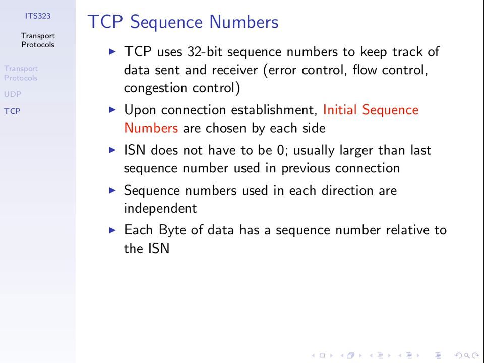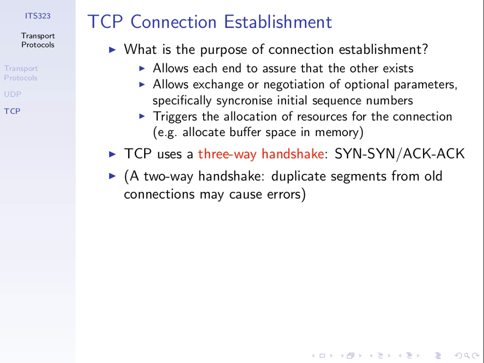So they may be different, and especially non-zero. And therefore the idea of the connection establishment is to tell each other which initial sequence number you're going to use, agree upon them, to synchronize them. The other thing for the connection establishment is to let the other side know that you want to transfer data. For example, to allocate resources.